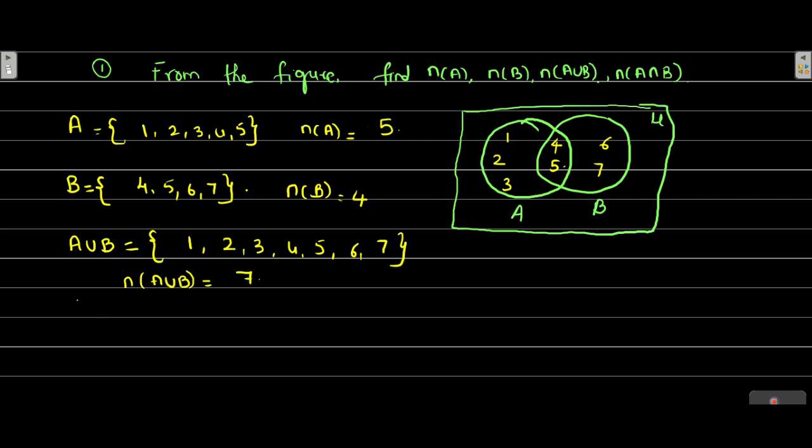And let us find A intersection B. Which area represents A intersection B? This overlapped portion represents A intersection B. So, what are those elements there? 4 and 5. The overlapped portion has only 2 elements, that is 4 and 5. Now, we can also find n of A intersection B. That is nothing but the number of elements in this set, which is 2 elements. That is it.